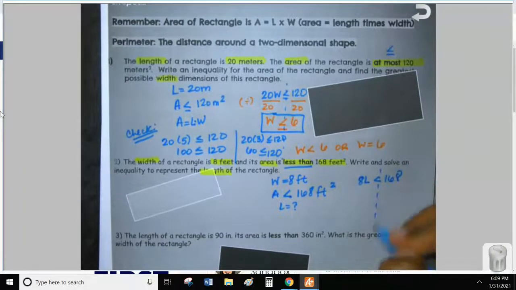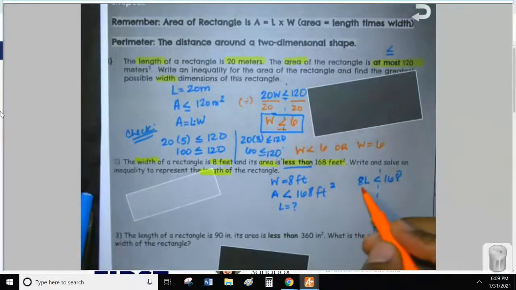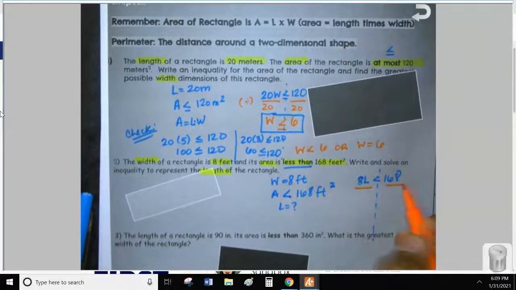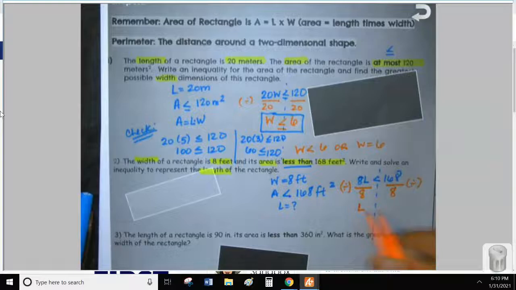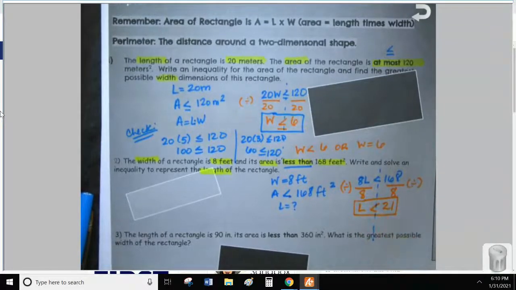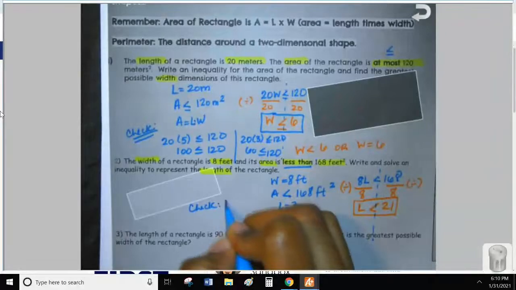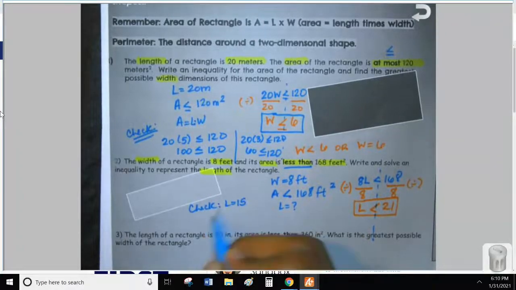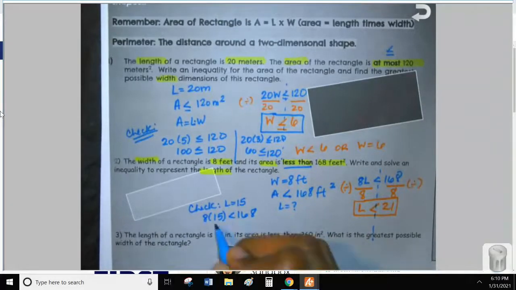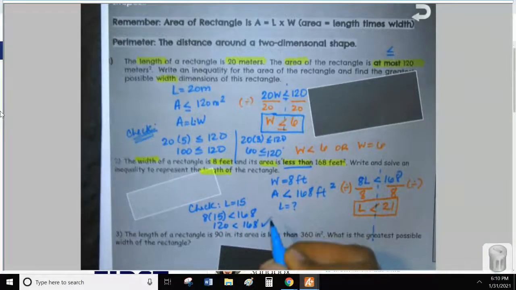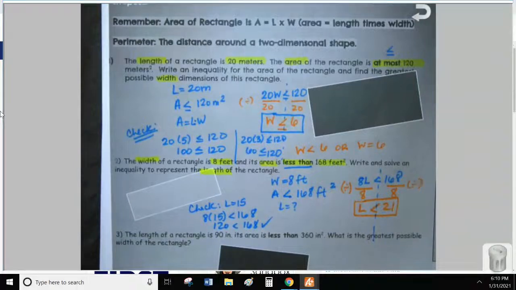I want to get L alone, so I draw my dotted line. Again, no plus sign, no subtraction sign, no fraction bar. This is multiplication. The opposite of that is division. I'm going to divide both sides by 8. Here I'll be left with L, bring down my sign. 8 will go into 168 21 times. So the value of the length has to be less than 21. Let's check. Let's say the length is 15. 8 times 15 would be 120. Is that less than 168? Yes. So any value that's less than 21 could be the length of this rectangle.